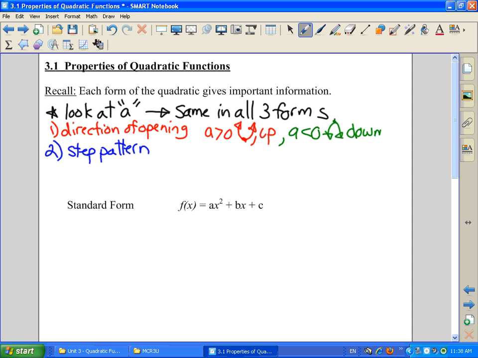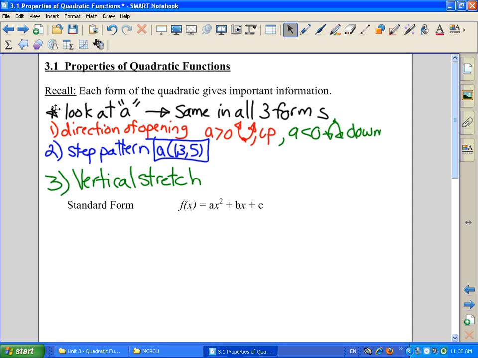Okay, so the step pattern is a times 1, 3, 5. Hopefully you have that memorized so it's easy to graph. And the third thing deals with our translation. Just remember, guys, that a deals with a vertical stretch or compression. So if we have a vertical stretch, a has to be something. What does a have to be, guys?